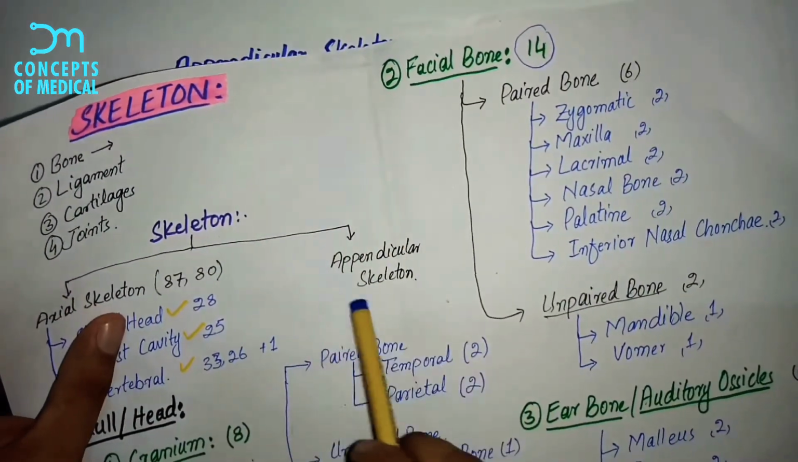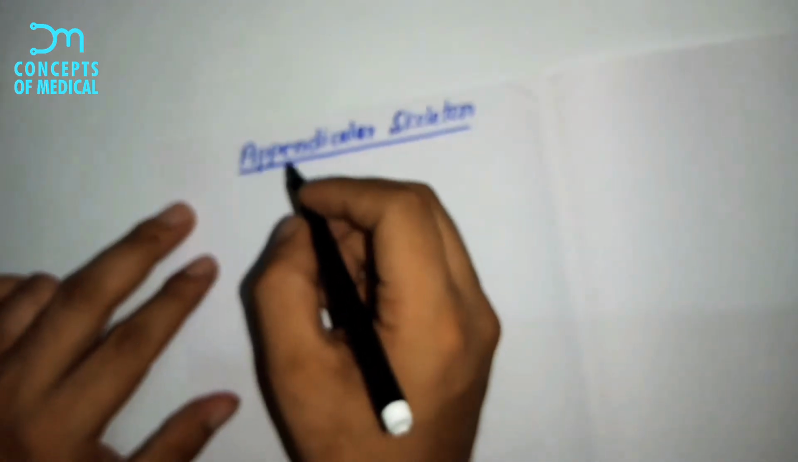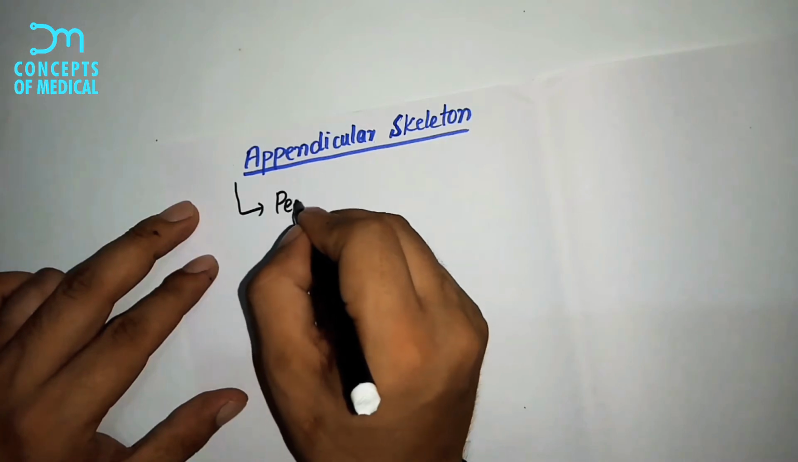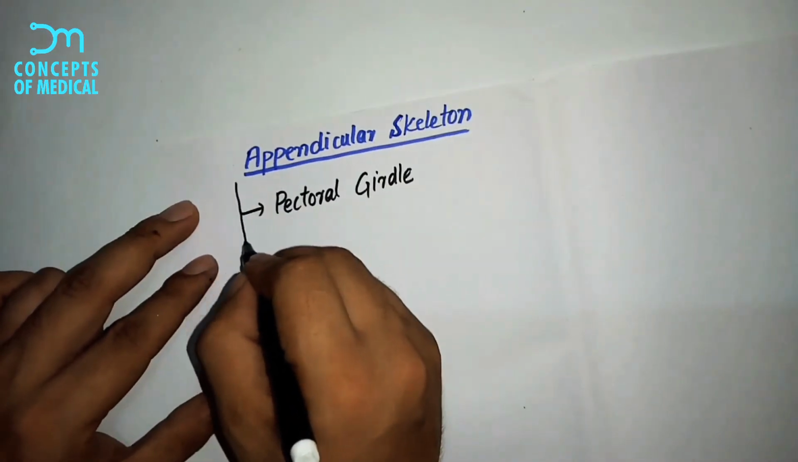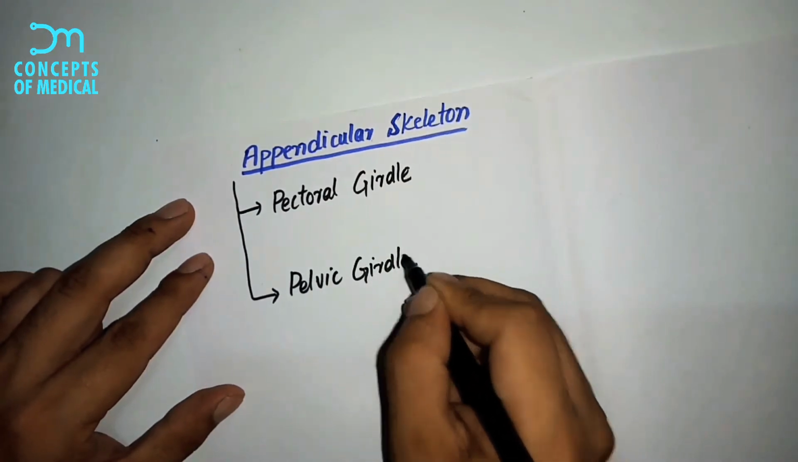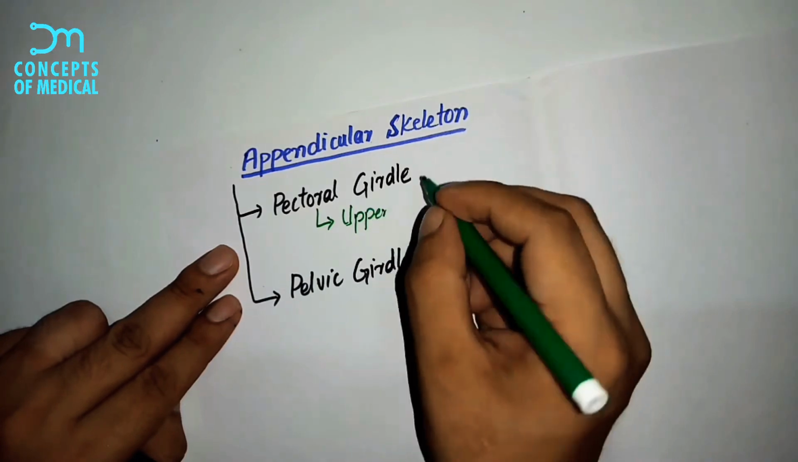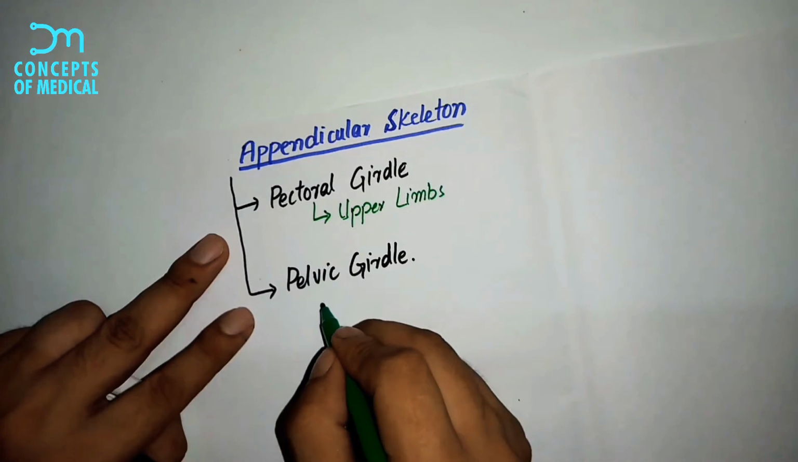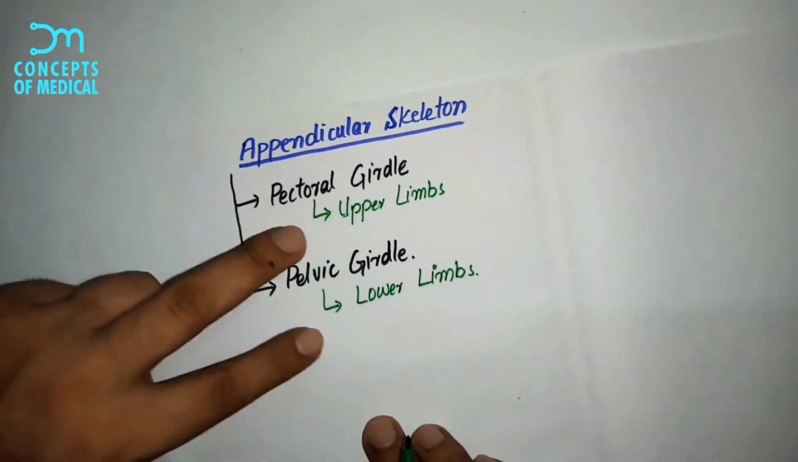What is the appendicular skeleton, what does it consist of, and how many bones do we have in it? We will discuss it in detail. The appendicular skeleton consists of the pectoral girdle and the pelvic girdle. With the pectoral girdle we have the upper extremities or upper limbs, and with the pelvic girdle we have the lower extremities or lower limbs. So we will cover all these terms.